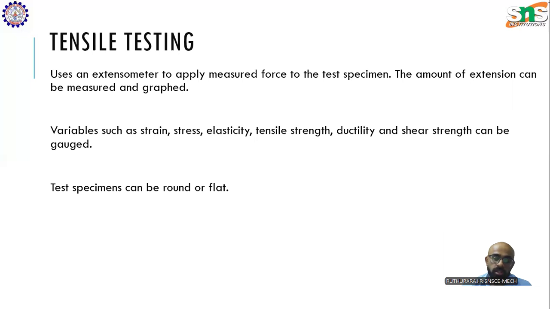Tensile means pull. You can remember this. Tensile means pull. Compression means pushing. In a spring, you can take the best example. When you stretch the spring, it is called a tensile load. When you compress the spring, it is called a compressive load. Both are interdependent, so both these tests can be done using the same machine. Both tensile and compressive testing can be done using this UTM machine.